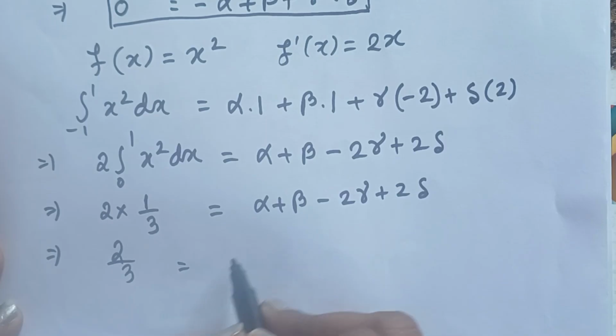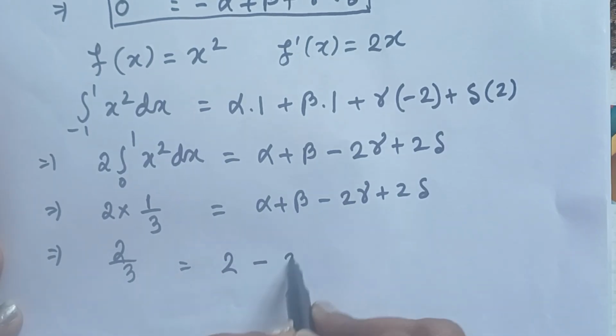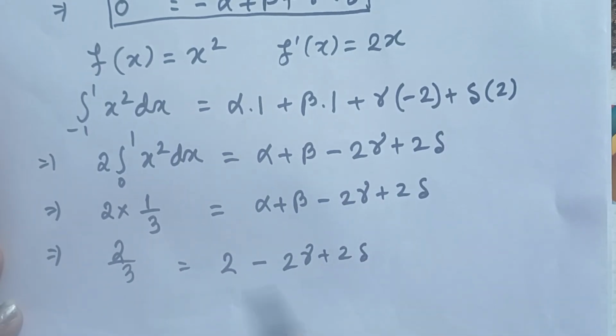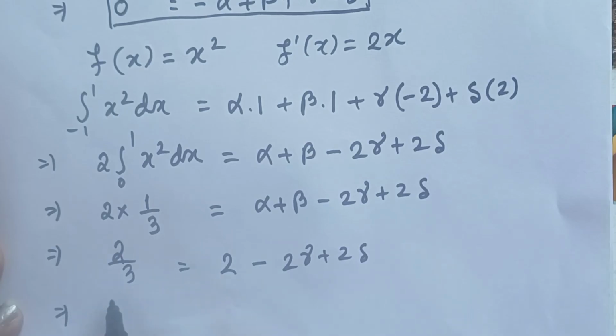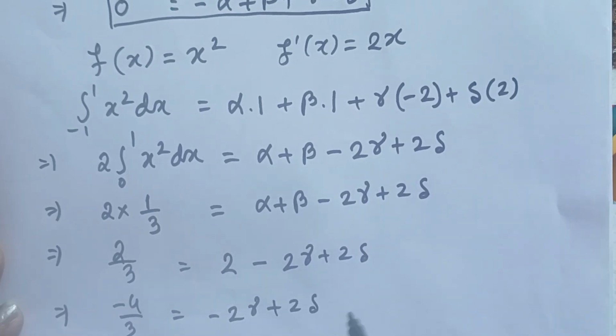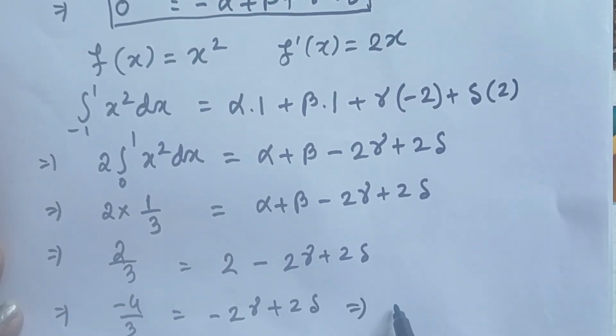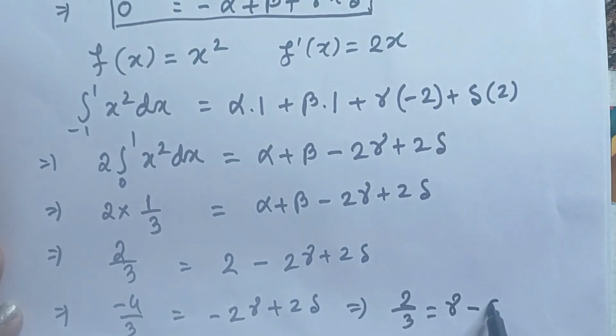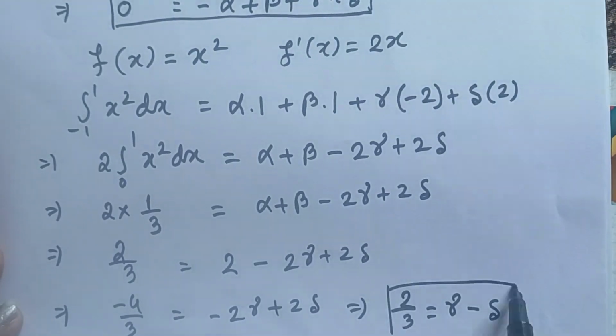Now we already know from the first result that alpha plus beta equals 2. We will substitute here. So our third result is -4 by 3 equals -2 gamma plus 2 delta. Also we can cancel out this 2 from both sides. So the final result is 2 by 3 equals gamma minus delta. This is our third result.